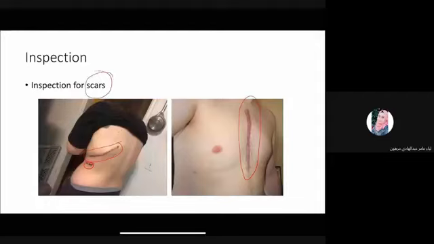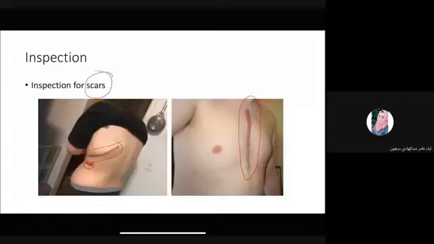These are chest tube scars, okay? These small scars here, okay? So first of all we are going to inspect for scars. We need to know the scars: we have a sternotomy scar, a thoracotomy scar, and scars for chest tubes, okay? This is the first part.